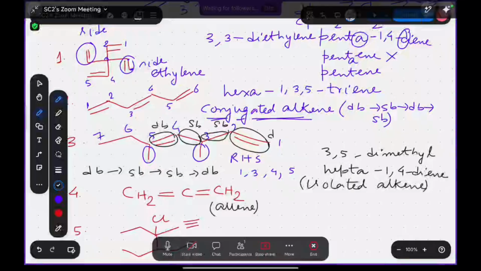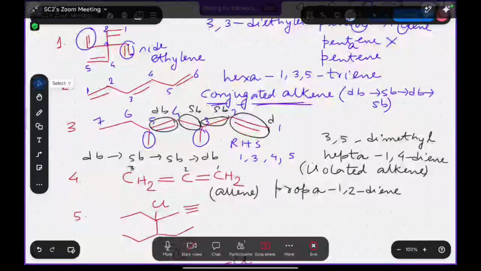And how do you name it? No side chain is there, so obviously only the parent chain. So it is prop, having 3 carbon atoms. So propa. Then it is 1, 2. See, name it: 1, 2, 3. Right? So propa 1, 2 diene. 1, 2 diene. After that, the 5th example.